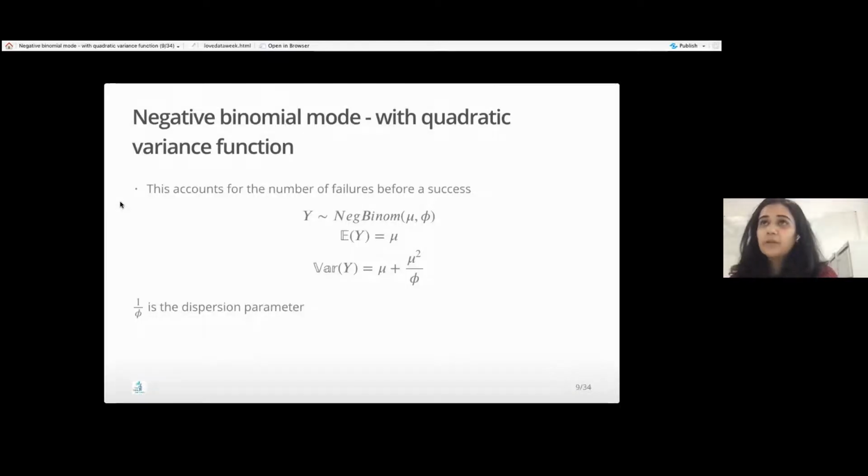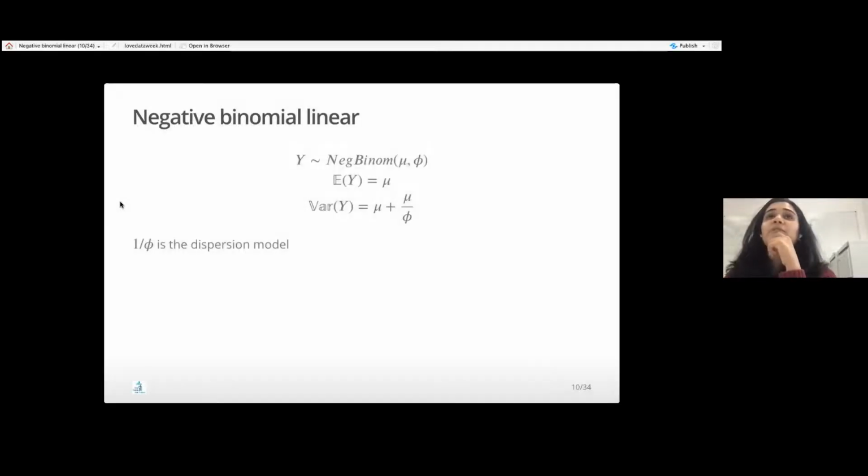For the negative binomial model with the quadratic variance function: in the general case, the negative binomial model accounts for the number of failures before a success. But in this case, what we're interested in is the variance function. The variance function is a quadratic function of the mean, and 1/φ is the dispersion parameter. Now we move on to the negative binomial with the linear variance function. Here the variance is a linear function of the mean, and 1/φ again is the dispersion parameter.